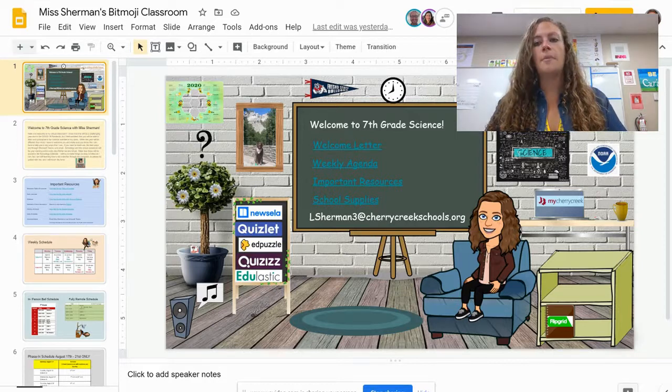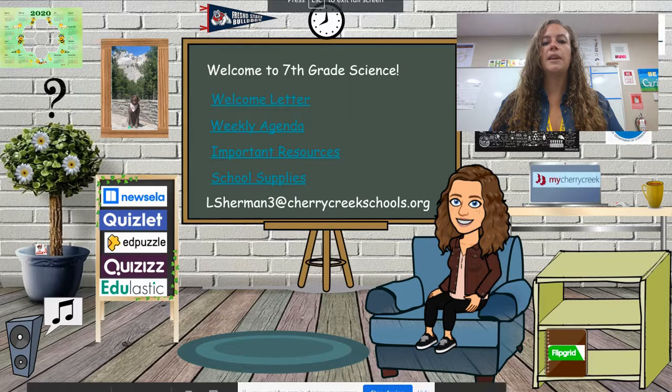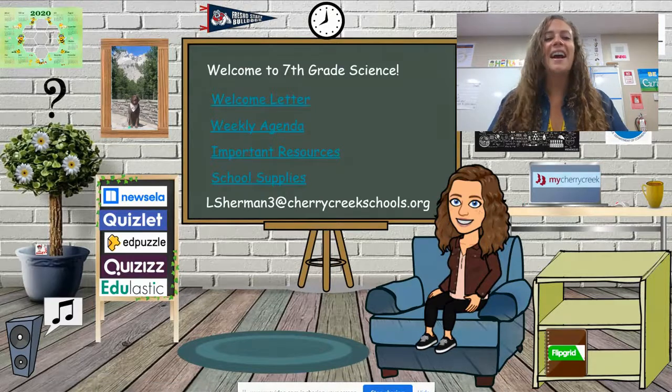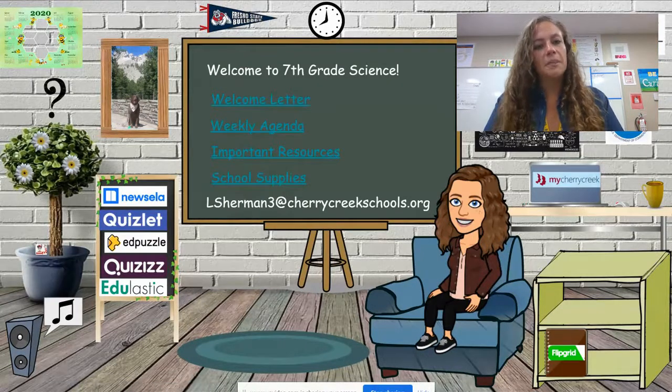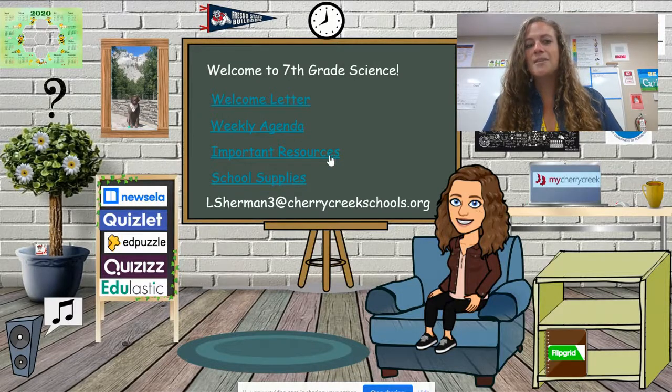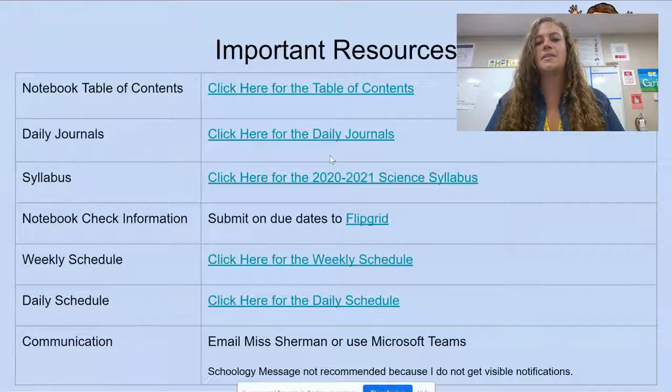So when we start in our Bitmoji classroom, we can go to present. Now, when we look at this beautiful, beautiful classroom that I've made, I'm just kidding. I hope you like it. Where do we think would be a good place to go? Let's start with important resources. If nothing else seems to fit, important resources is a good place to start.